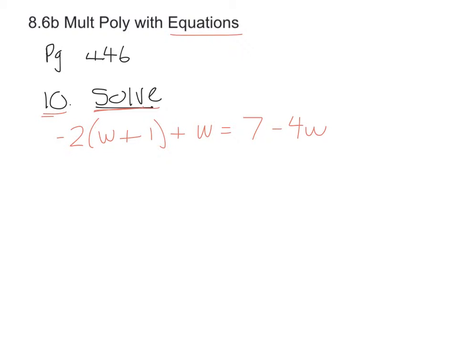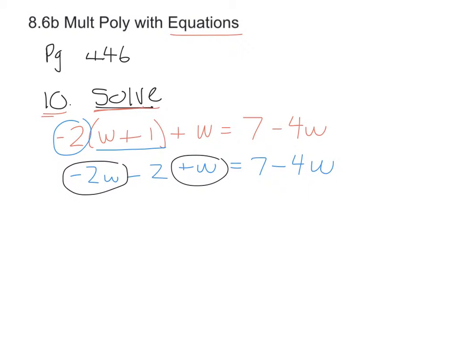We see parentheses, so that will always be the first thing to distribute. So I'm distributing the -2 to just what's in the parentheses: -2w - 2. Then I have plus w equals 7 - 4w. On the left side of the equation, I see -2w + w. Since those are on the same side of the equation, I'm going to combine those like terms. -2w + w is -1w. So I have -1w - 2 = 7 - 4w.